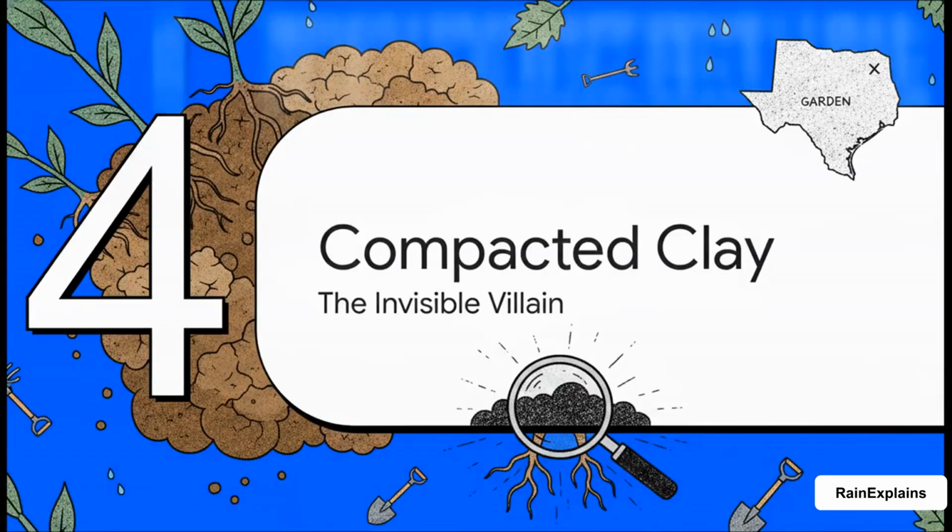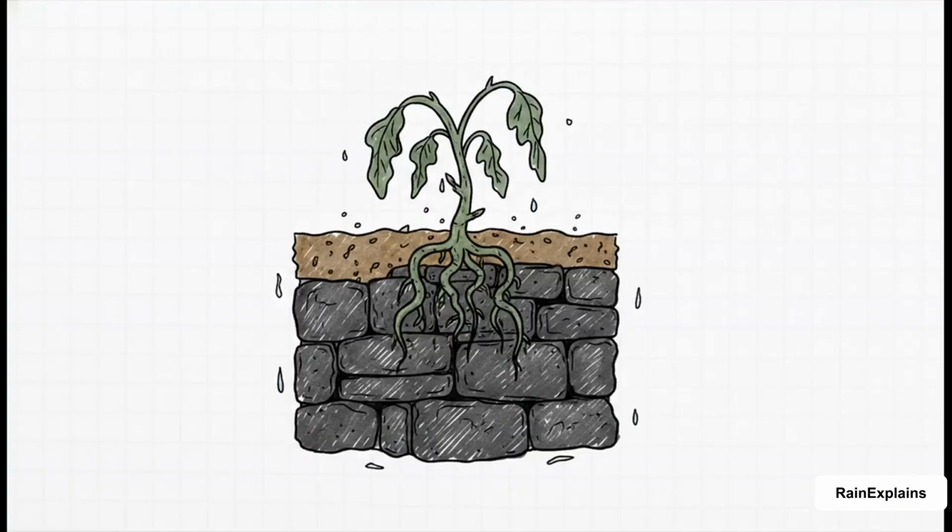Section 4. Compacted clay, the invisible villain. We are going to zero in on the most common, yet totally invisible environmental villain hiding in gardens across places like North Texas. Because often the real killer in your garden isn't a living organism at all. It is the heavy, poorly drained, suffocating structure of compacted clay soil. This massive abiotic stressor completely ruins root development. It chokes off nutrient availability, acting as the ultimate precursor to disease.